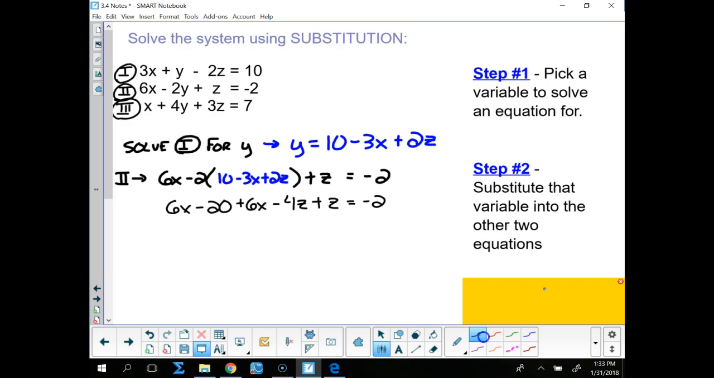Distribute the negative 2. That gives me 12x minus 3z equals 18.